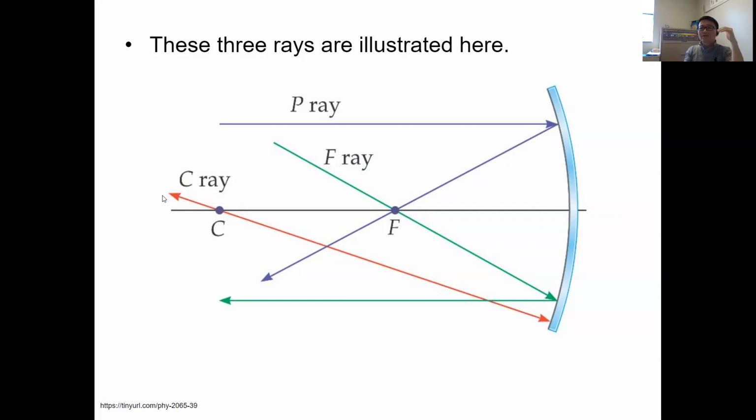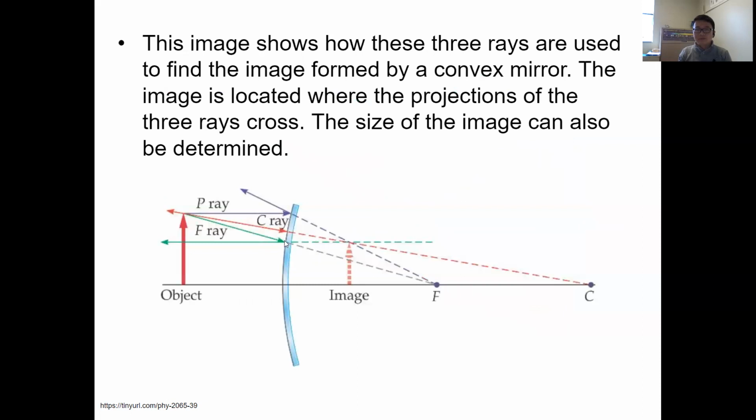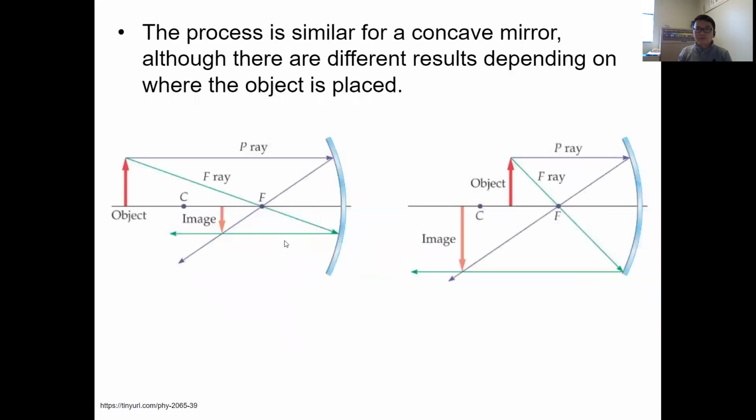Okay, so you can use these three principal rays to find the image. Actually, 2 of them will be sufficient. Pick any 2 of those 3 rays and you'll be able to find the position of your image. Okay, so we'll take a look at an example here. This is one of a couple of examples.